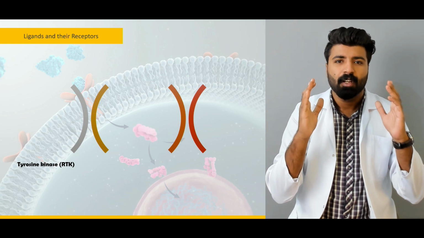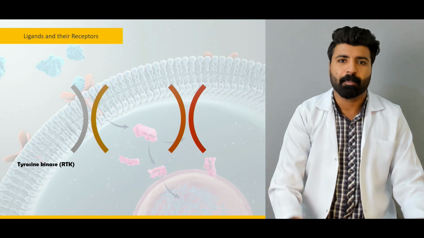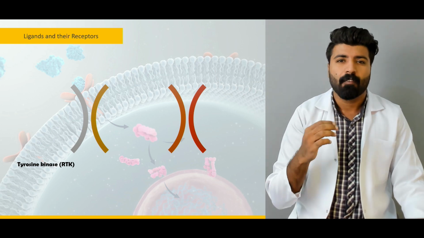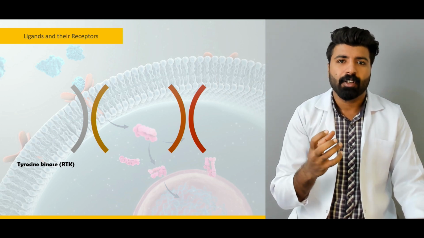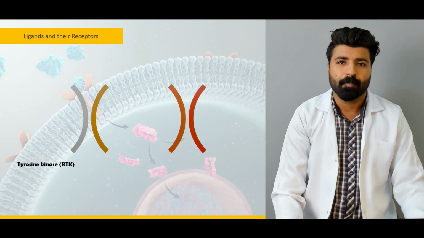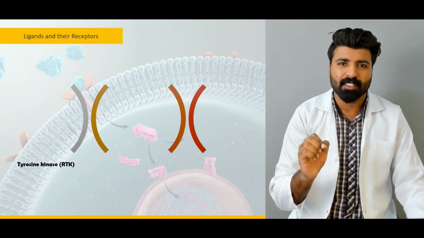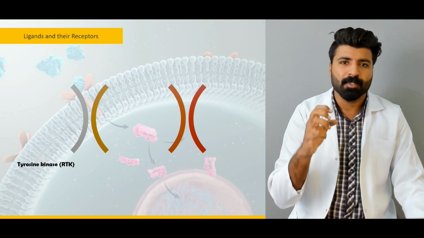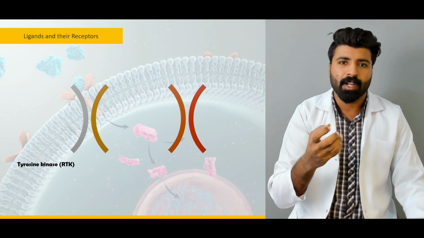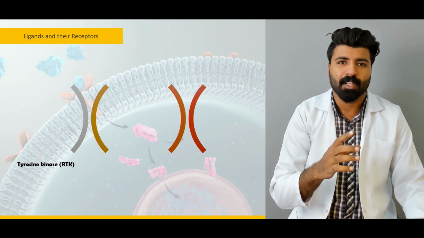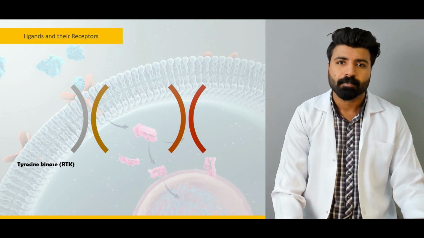And whenever any kind of ligand comes and binds at these tyrosine kinase receptors, what happens? Those kinase molecules are going to get phosphorylated. How are they going to get phosphorylated? ATP is present inside the cell. Whenever a ligand comes in and binds at the tyrosine receptor, a reaction occurs and the kinases phosphorylate themselves with the help of ATP, converting the ATP into ADP.